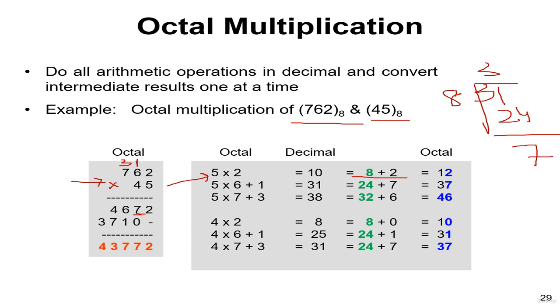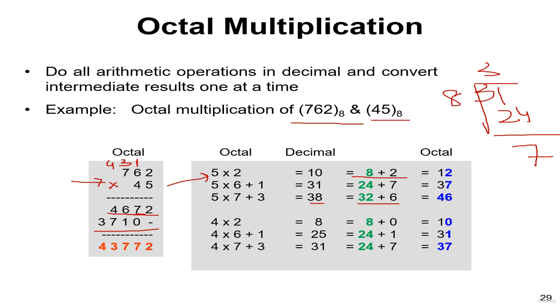Now we are going to multiply 7 by 5. So 5 sevens are 35, right? Plus 3, 38, right? 38 is equal to 8 cross 4, that is 32, plus 6, right? So 6 would be written over here, right? 4 would become a carry that would be written in this step. So this is how this is going to be performed, right? Similarly, you can perform the rest on your own, right?